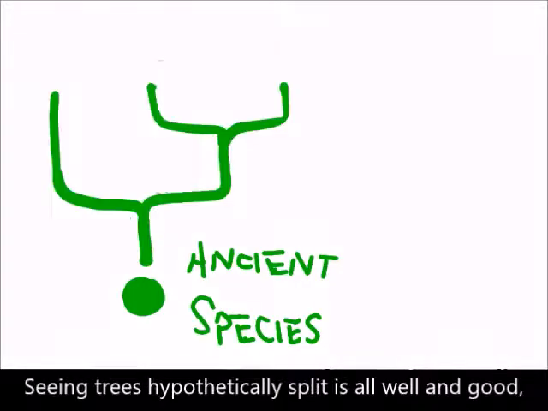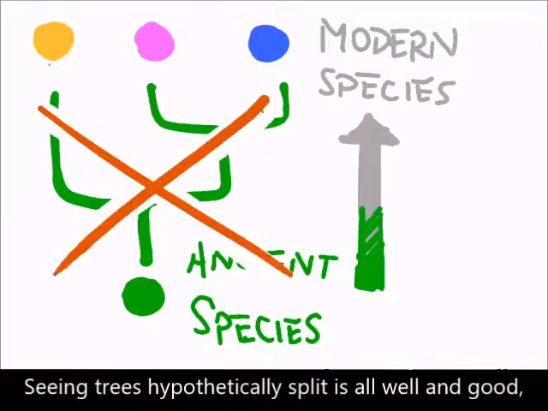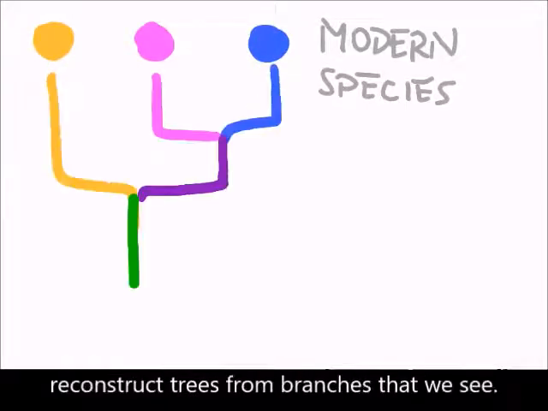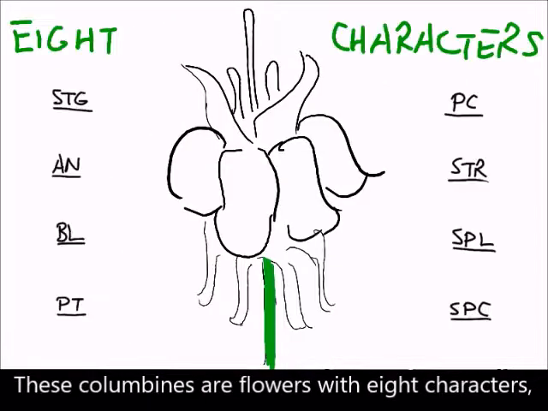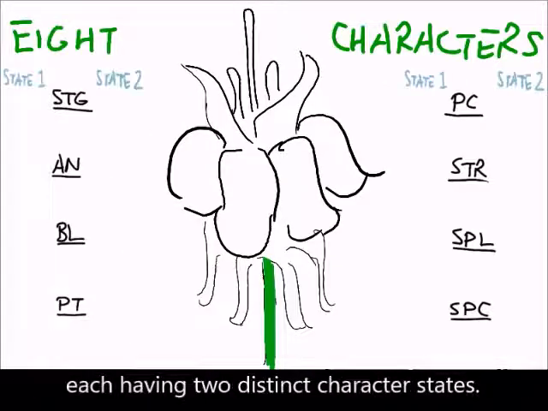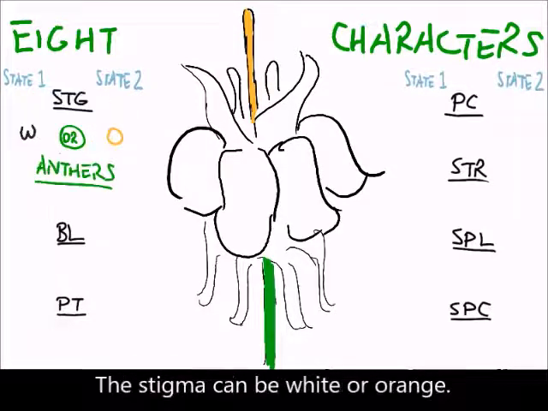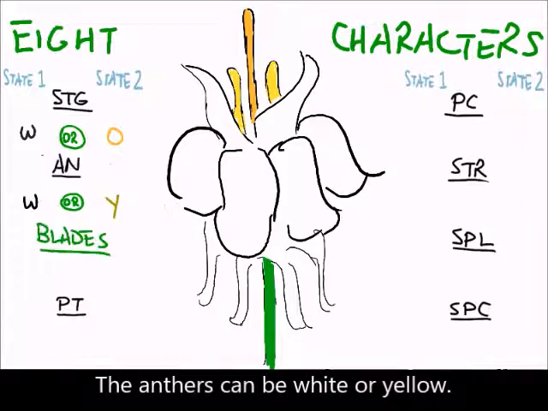Seeing trees hypothetically split is all well and good, but in the real world, we can only reconstruct trees from branches that we see. So let's do that. These columbines are flowers with 8 characters, each having 2 distinct character states. The stigma can be white or orange. The anthers can be white or yellow.